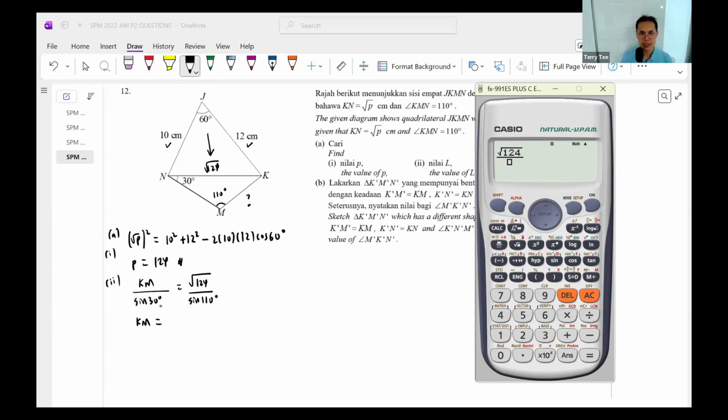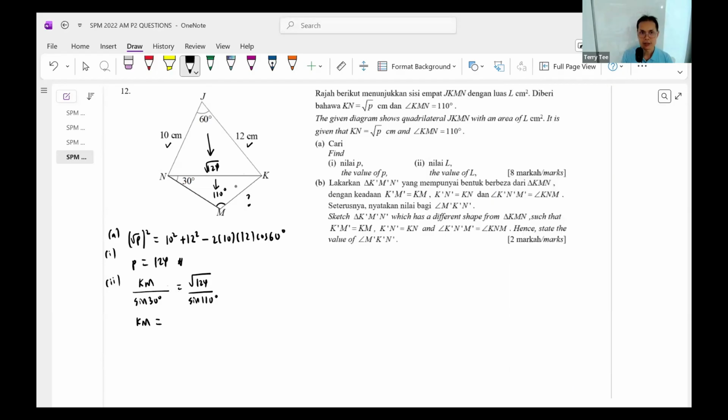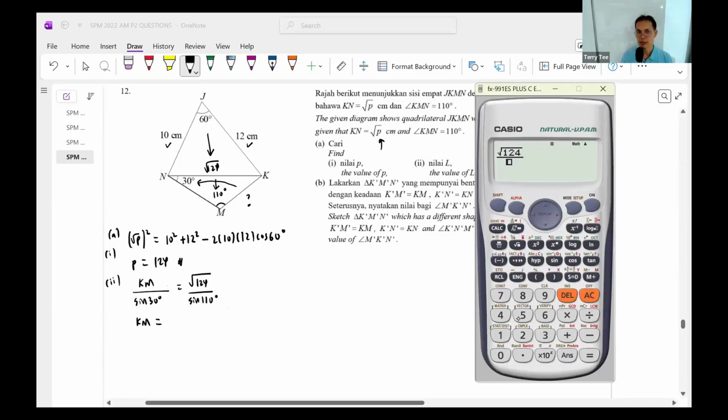Because length divided by sine, isn't this length KM square root 124? It is, right? Remember the sine rule: length divided by sine of the angle. Your length of KN is square root 124. The square root is over the whole number, so don't just put 124. Now use your calculator: square root 124, divide by sine 110, then multiply with sine 30. So what are we getting here? 5.925.